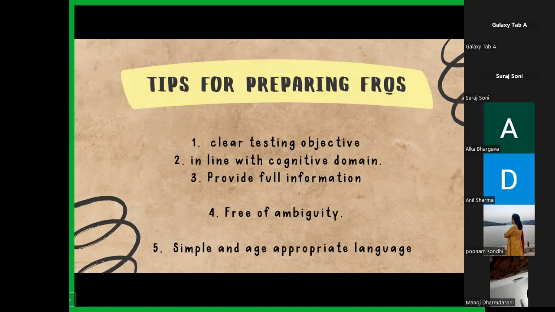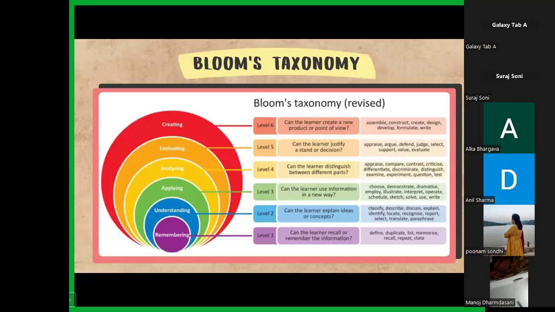Again, the language should be simple and age appropriate, as we have been discussing in the tips for MCQ as well, that we have to understand and give due importance to it, that we are not here to test the language of the child, but we are here to test the knowledge of the subject of the child. So please avoid using difficult words and difficult terms. Those can be discussed in the class, but not in the question paper.